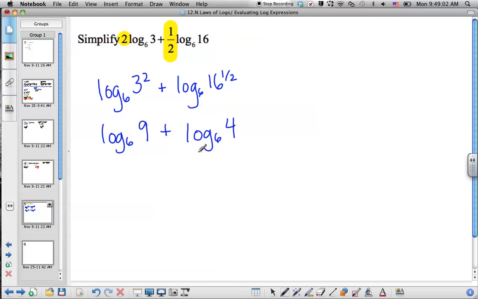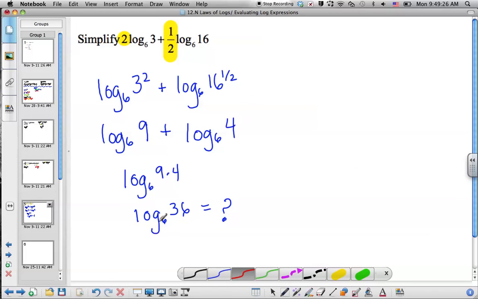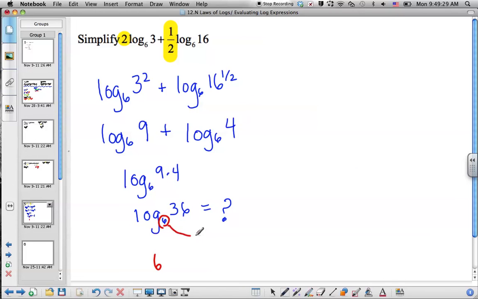And now using our product rule, since we have log base 6 of 9 plus log base 6 of 4 attached with addition, this is log base 6 of 9 times 4, which is log base 6 of 36. To simplify this fully, we ask: our base of 6 to the what power is going to equal 36? We know that the answer is 2. So this whole thing simplifies to 2. And we'll stop for now.